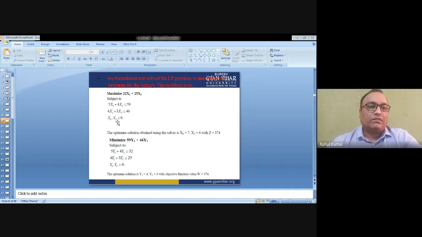Here x1 and x2 are greater than or equal to 0, and the optimal solution obtained using the solver is x1 equal to 7 and x2 equal to 6 with z equal to 374. So this is the optimal solution for this problem. And for the minimization case, you can already solve different types of problems.